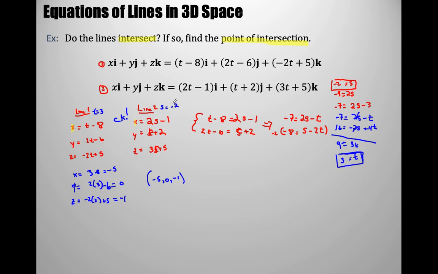line 2 with t equal to -2 gets me to the same place. So does it? So for line 2, x is equal to 2 times -2 minus 1. Check, that's -5. Y is equal to s plus 2, and my s is -2 plus 2, which equals 0. Check. How about z? Z is equal to 3 times -2 plus 5, which is -1. Check.